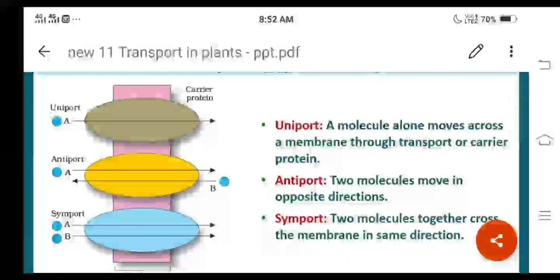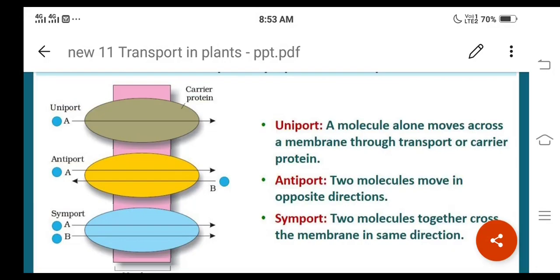Or we can also mention it like this: a symport is the transport of two types of molecules across the membrane in the same direction. We can call it the symport. And another process is called antiport. Antiport means what here?